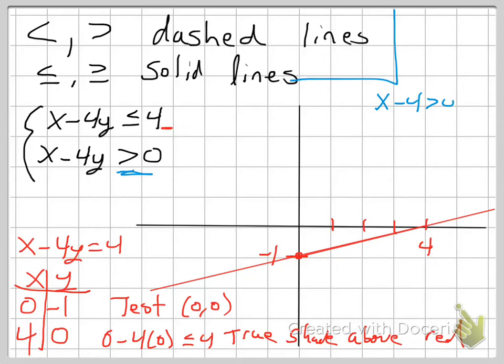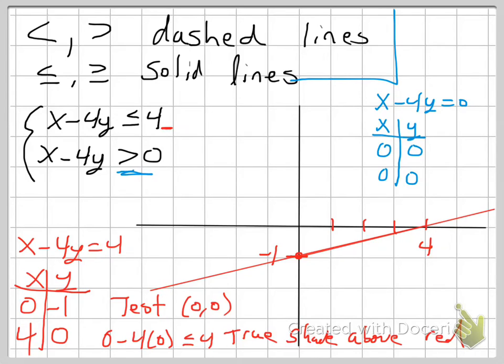So again, we'll write this down here just a second. So we have x minus 4y is equal to 0. And what's happening here is if I tried to do the x-y intercept method, I get (0, 0) and (0, 0). So I'm going to have to pick another point for either the x or the y.